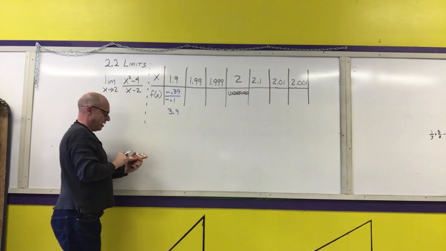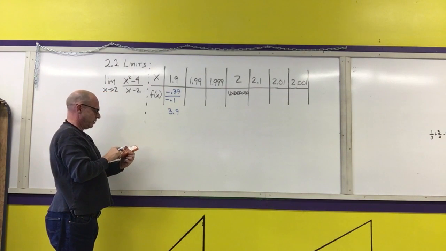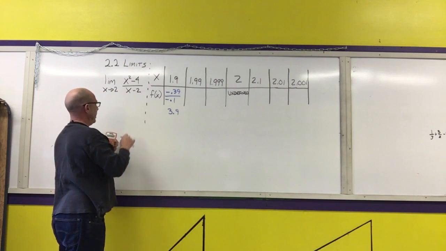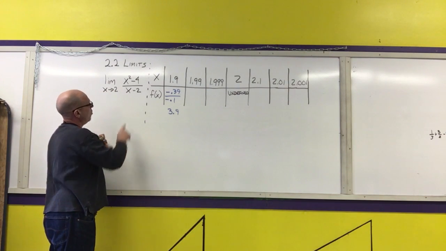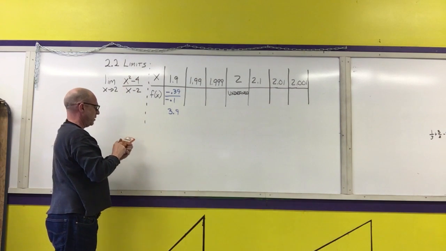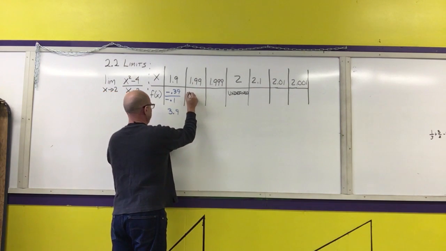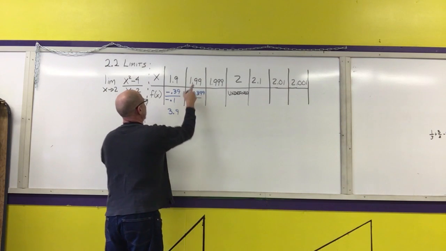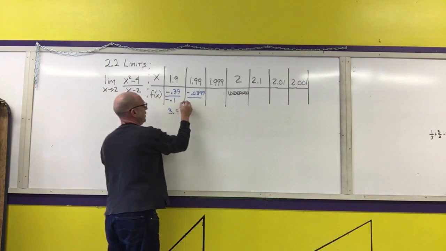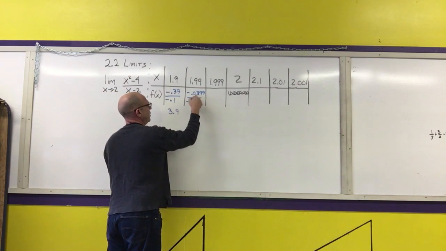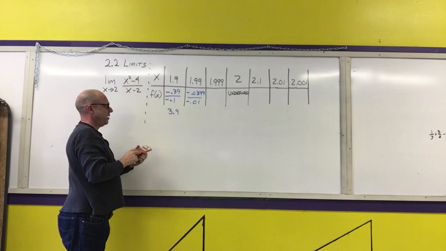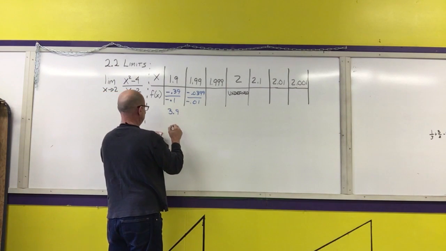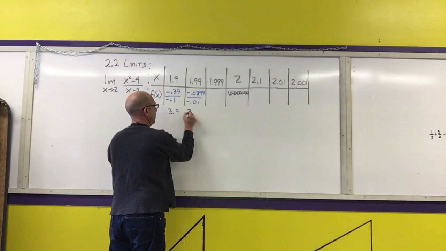If I put 1.99 into the calculator and square it, I get 3.9601, and then I subtract 4 from it. That is negative 0.0399. 1.99 minus 2 is negative 0.01. Negative 0.0399 divided by negative 0.01 is positive 3.99.